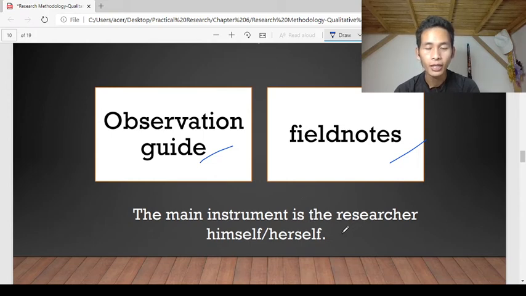And take note, in qualitative research, the researcher himself is the main instrument, meaning the findings of the study depend on your analysis, on your understanding and interpretation out from your observation and interaction with the respondents being studied.